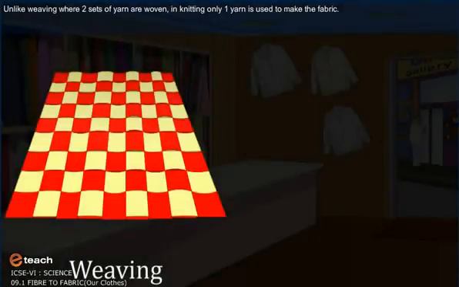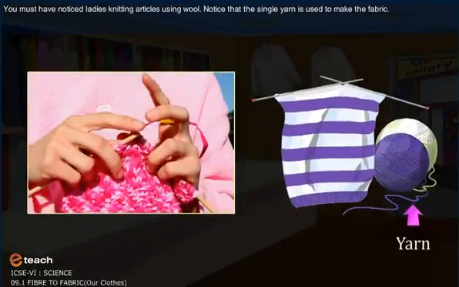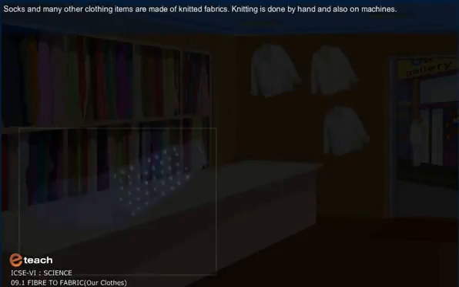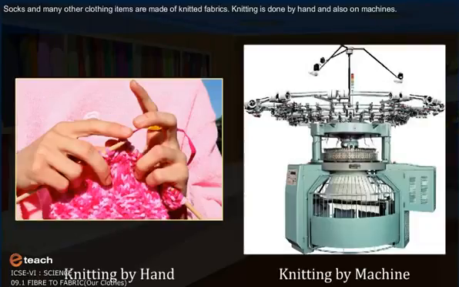Unlike weaving, where two sets of yarn are woven, in knitting, only one yarn is used to make the fabric. You must have noticed ladies knitting articles using wool. Notice that a single yarn is used to make the fabric. Socks and many other clothing items are made of knitted fabrics. Knitting is done by hand and also on machines.